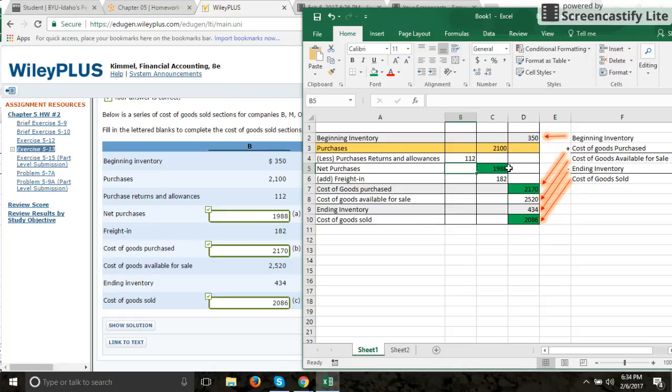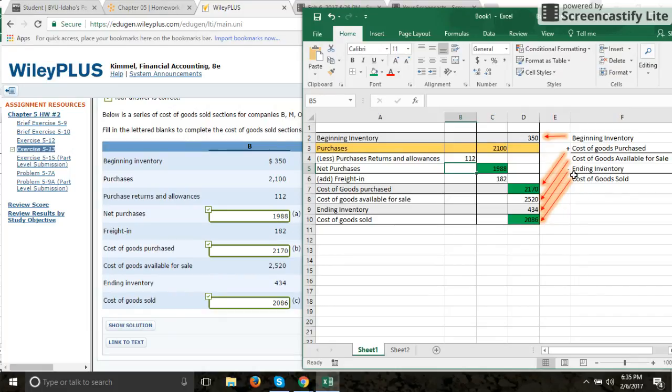Then sometimes just buying the product isn't enough because you have to pay to get that product to you. And that would be the cost of freight. So you add together the net purchases plus the amount of freight to get the cost of goods purchased. And the cost of goods purchased is just the amount that you bought in that year or that period. So then you can see from the formula, the beginning inventory plus the cost of goods purchased equals the cost of goods available for sale.